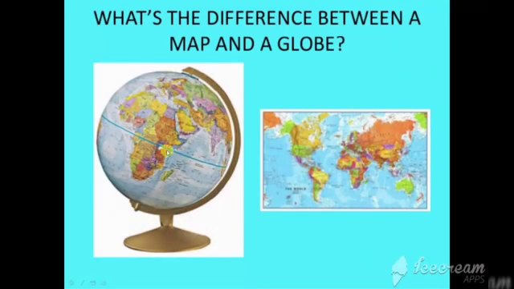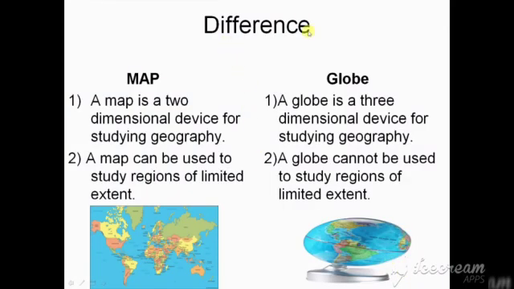Now we will see what is the difference between a map and a globe. Difference. Map. A map is a two-dimensional device for studying geography. Already we have discussed that any device which has two measurements, that is the length and the width, is known as a two-dimensional device. A map can be used to study regions of limited extent. So on a map we can study a particular region to a limited extent.